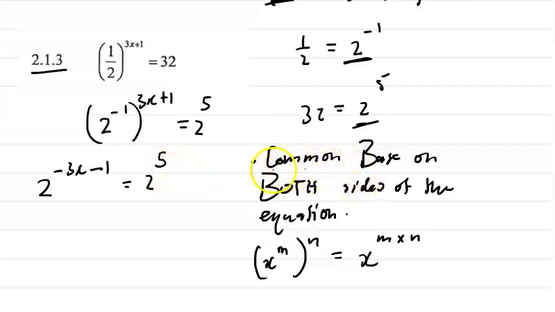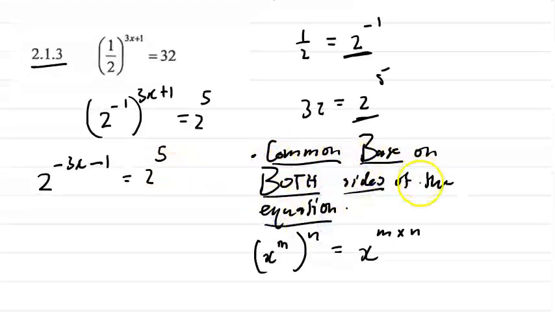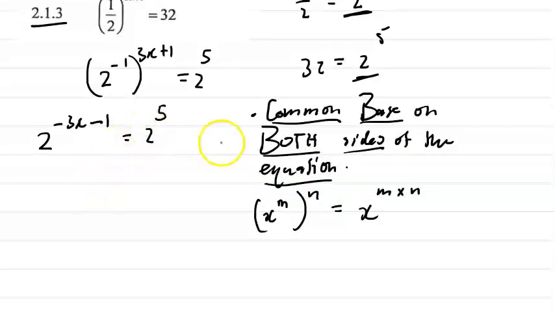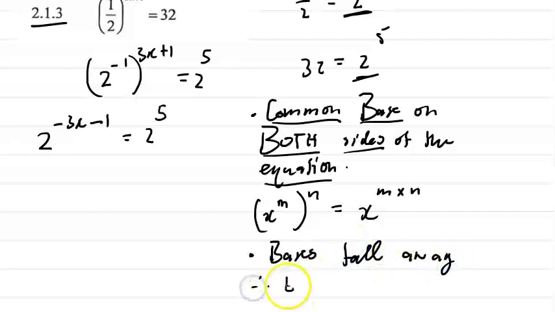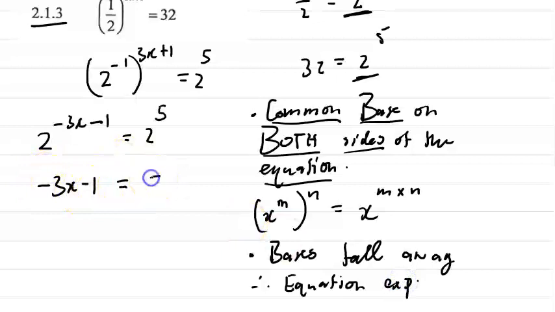So what can you see now? You got a common base on both sides of the equation. So now once you've got the common base on both sides of the equation, the bases fall away and you can equate the exponents. So now we can say that the bases fall away, therefore equate your exponents or your indices. So you got minus 3x minus 1 equals 5. And now you're just going to solve for x.